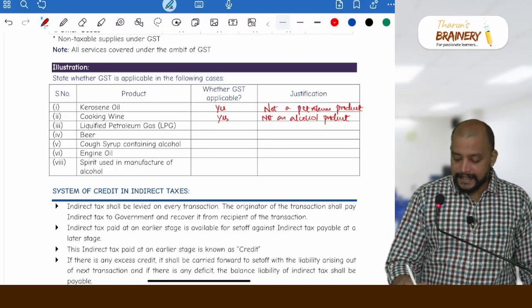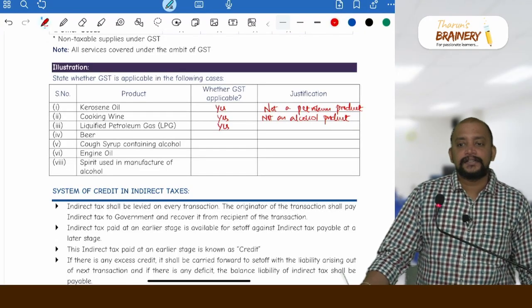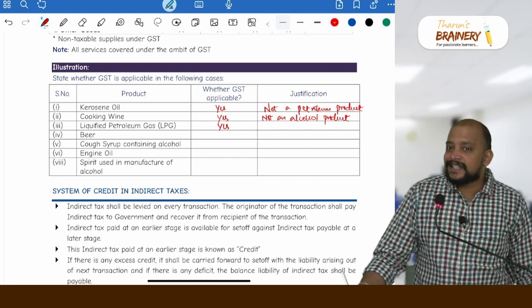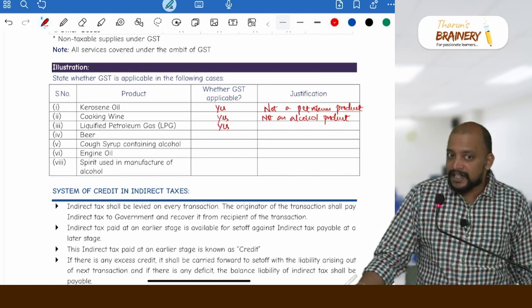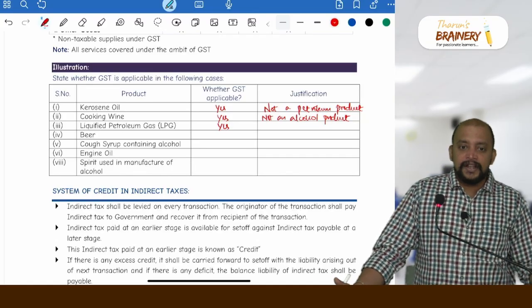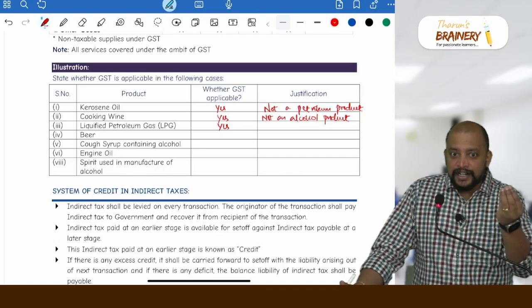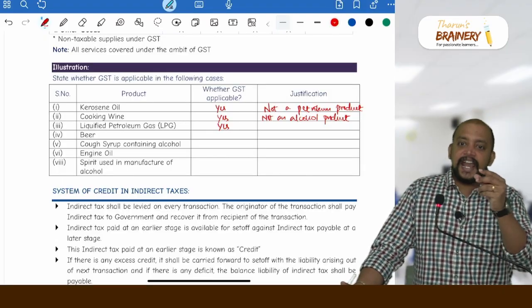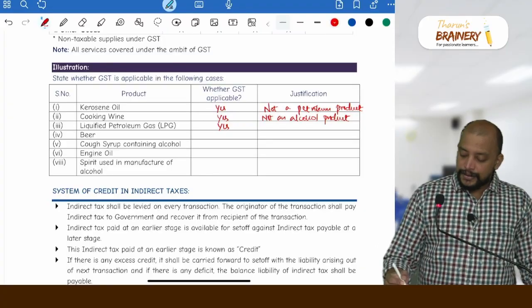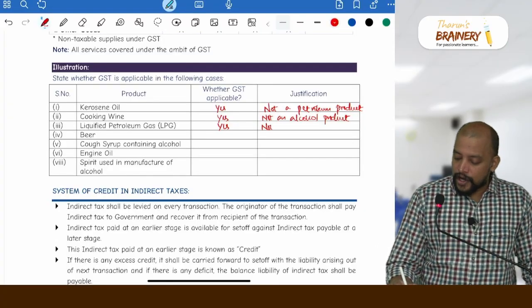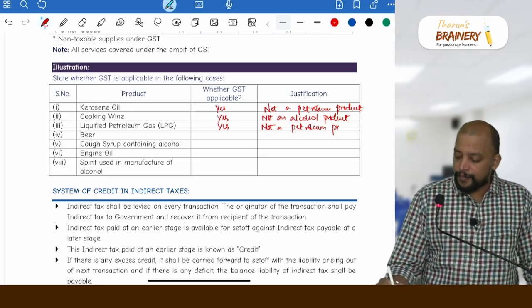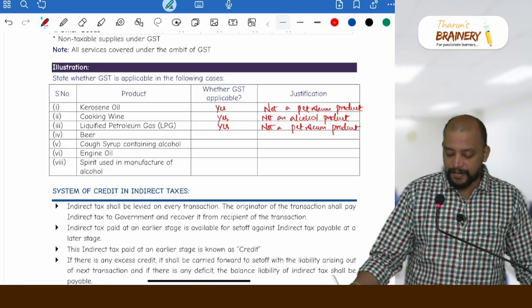LPG, liquefied petroleum gas, covered under GST? Yes or no? Yes, covered under GST. Why? In the petroleum products, natural gas is there, but LPG is not there. Natural gas is different from LPG. LPG is your cooking gas, which is used at home. So next time when your parents are paying the gas bill, you see, in the gas bill there will be GST. So GST is payable on LPG. Again, it is not a petroleum product. Due to that reason, GST will be applicable.